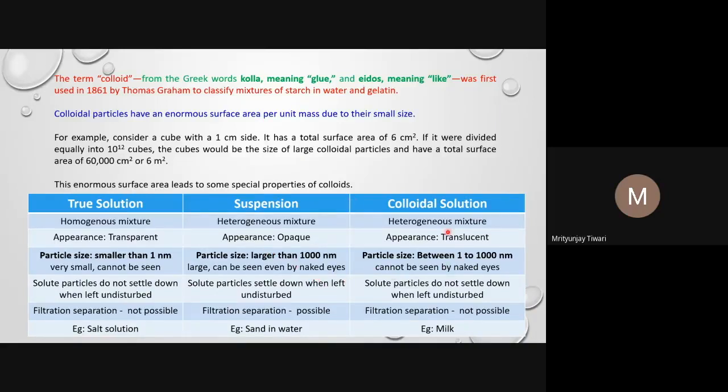Now if you look at the colloid, the particle size in the colloidal range of colloidal solutions is between 1 nanometer and 1000 nanometer. If the particle size is less than 1 nanometer, it will go into the solution and form a true solution. And if the particle size is more than 1000 nanometer, it will form a suspension. So colloidal solutions usually have a particle size between 1 and 1000 nanometer.